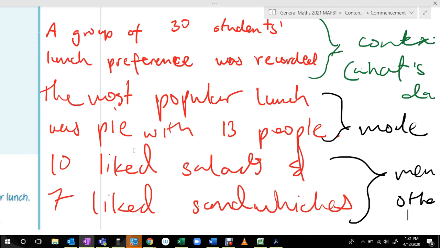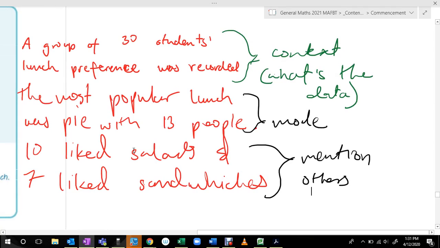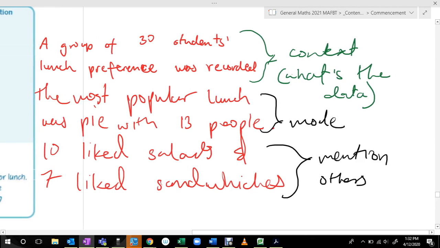Yes? This one? Mention others. So you want to say, if there's other ones there, just mention like another 3 or 4. You don't have to mention all of them. If there is another 3 or 4. If not, then... Let me copy that.